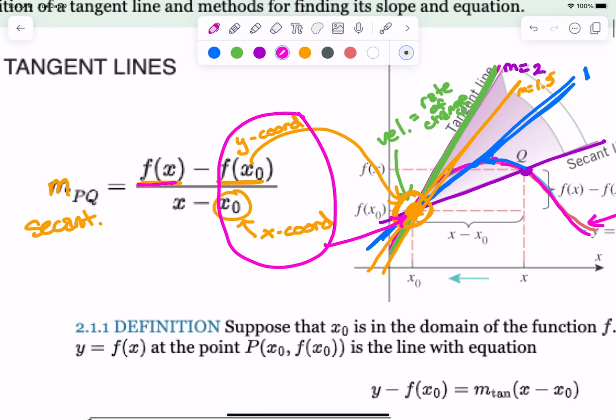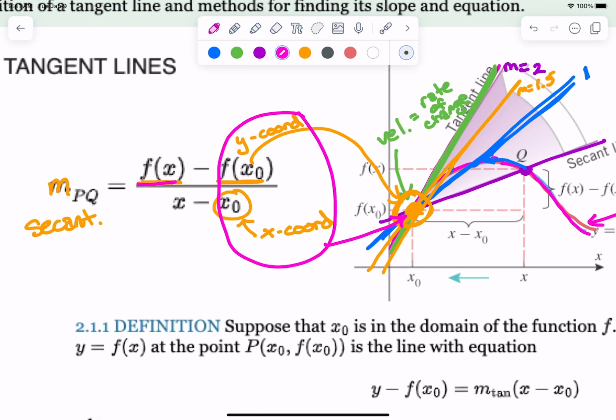Wait, so the y coordinate is the top guy? The y coordinate, because it's y2 minus y1 over x2 minus x1. This is basically what it is, right? y2 minus y1, x2 minus x1, if that helps you to think about it that way. That's how this works, okay?